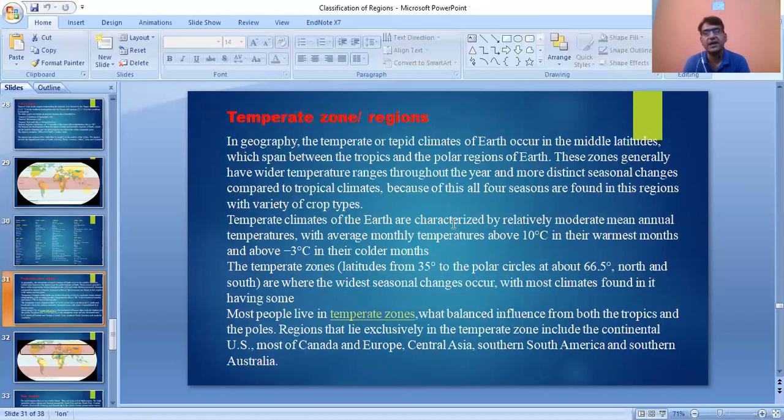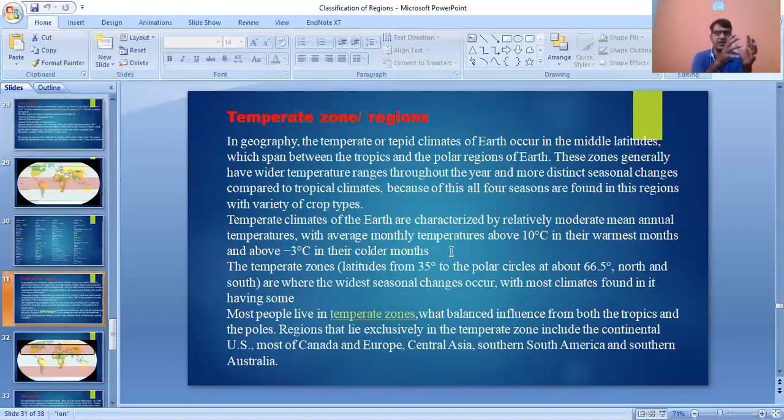Temperate climates of the earth are characterized by a relatively moderate mean annual temperature. Here, if you look at the average temperature, it is moderate, with average monthly temperature over 10 centigrade in the warmest months. So in the summer season, we have an average above 10 centigrade, and above -3 centigrade in the colder months. So in a winter season we have -3 centigrade, and in the summer season we have above 10 centigrade. But it does not happen everywhere.